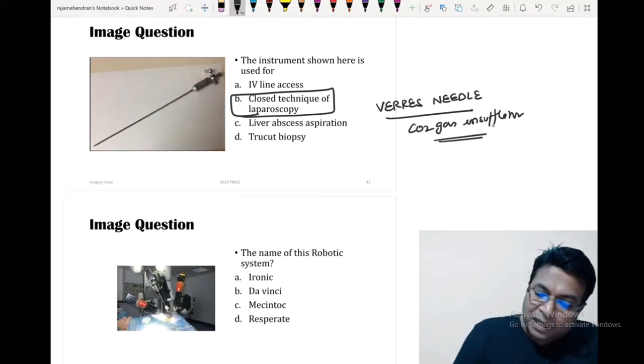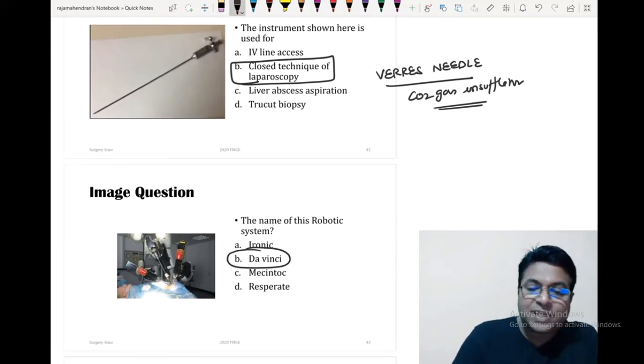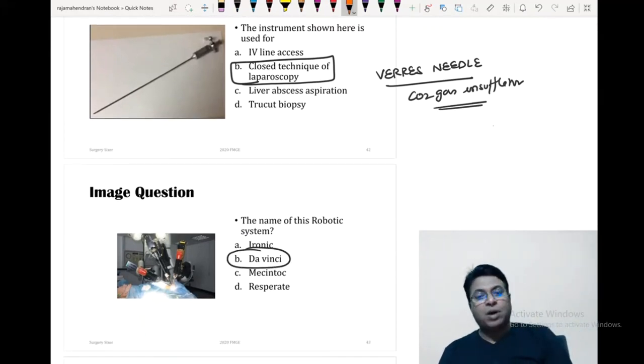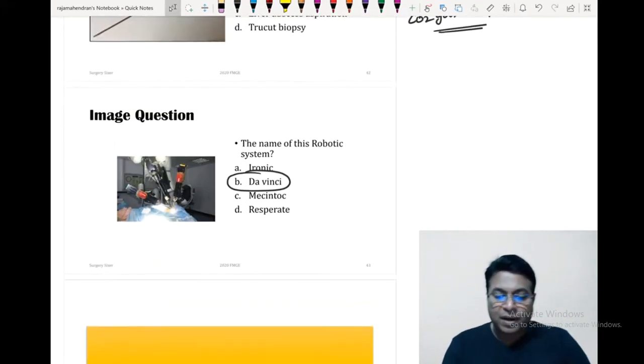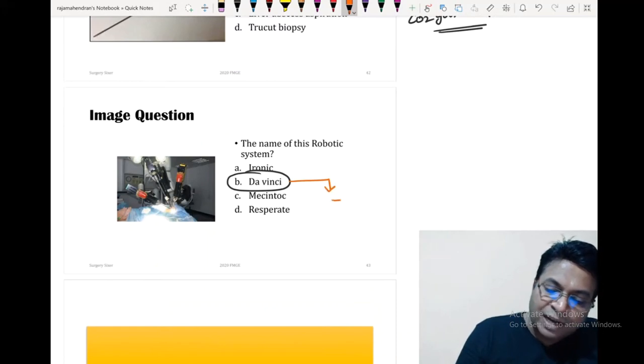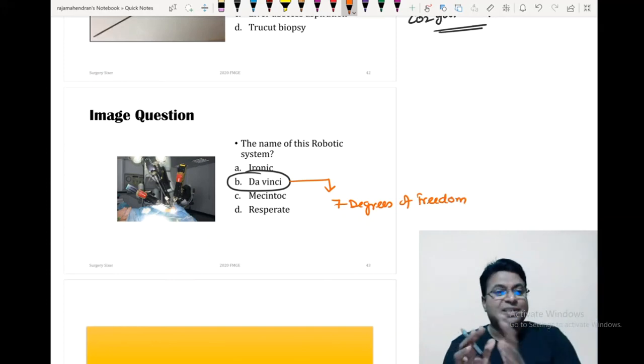So this is a typical robot which is available now in the market. It is the Da Vinci robot. The Da Vinci robot is available in the market, and this image is directly taken from Bailey and Love. Please don't forget the Da Vinci robot for your exam. It has 7 degrees of freedom. It can move in 7 directions.